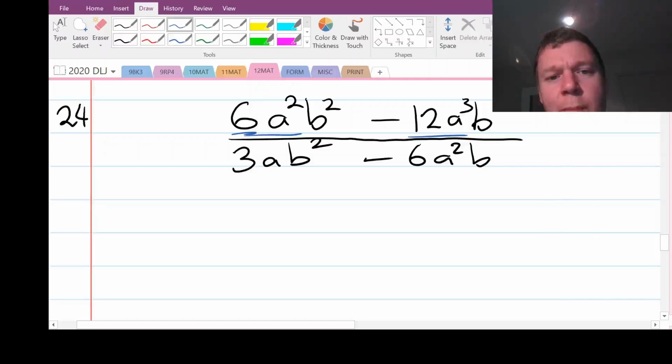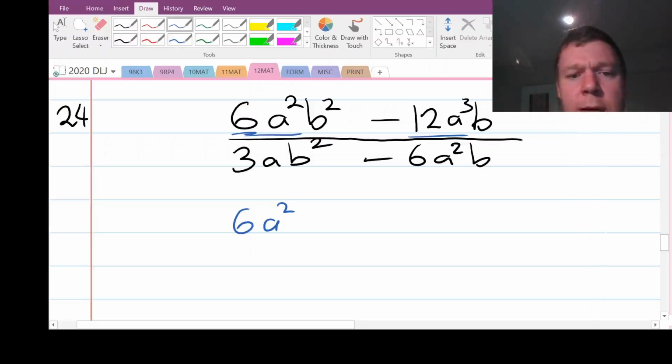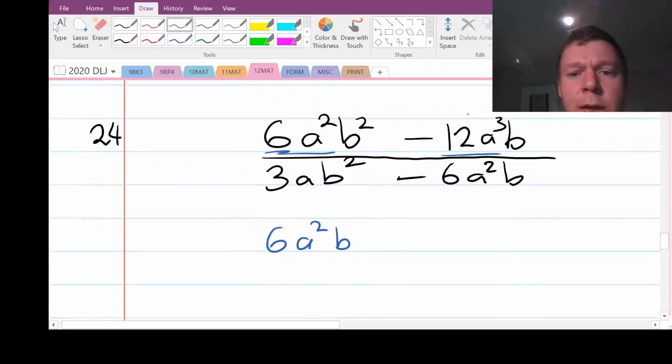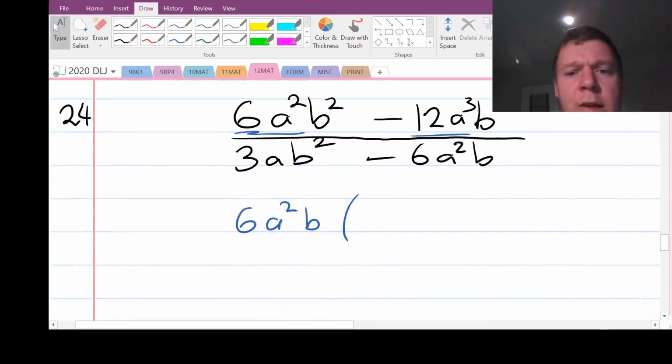So first we look at the 6. What's the biggest number we can pull out of that? Well, we can pull a 6 out of both the 6 and the 12. So pull that out. We can pull a squared out of both terms, and we can pull a b out of both terms. But we can't pull two b's out because over here there's only one. So what does that leave us with?